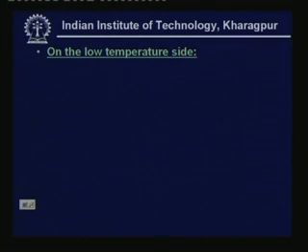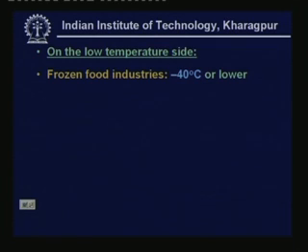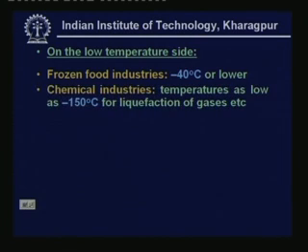Okay. Let me give some examples where we can encounter very low evaporator temperatures. For example, in frozen food industries, the required temperatures can be as low as minus 40 degrees centigrade or lower. Typically you have to freeze food products, and if you are talking about quick freezing also, you require very low temperatures of the order of minus 40 or minus 50. Another very typical application where you require very low temperature is in the chemical industries, where temperatures as low as minus 150 degrees centigrade or even lower are required for liquefaction of gases. So these are the two typical applications where you encounter very low evaporator temperatures.